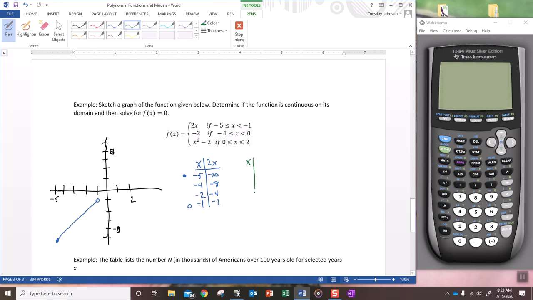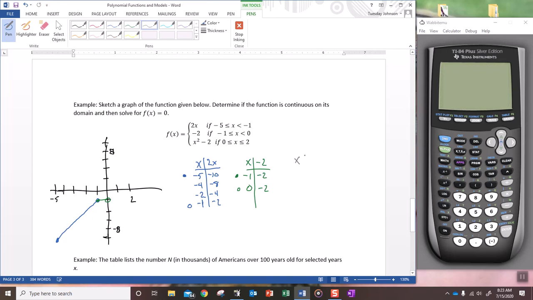Now our next piece, x and negative 2. Negative 1 we can use, and 0 we cannot. So I'm going to use a little open circle. But we get negative 2 out either way. So this is negative 2 from negative 1 to 0. Let me see, I'm going to fill this in green, open the circle there.